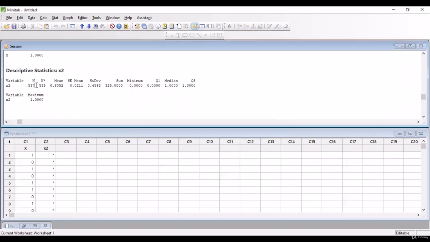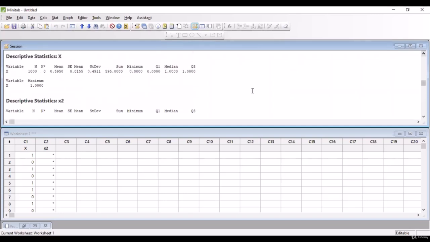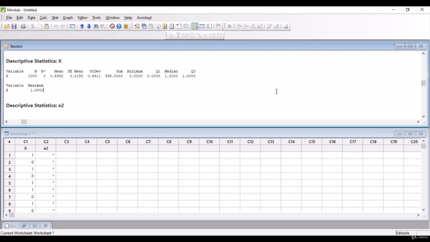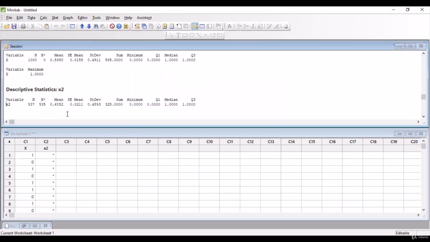See, my n is 537, and the sum is 325. My mean is going to be 0.6052. But what is the actual population mean? The population mean is 0.595. This is the actual population. But with the sample, you are able to see 0.6052.